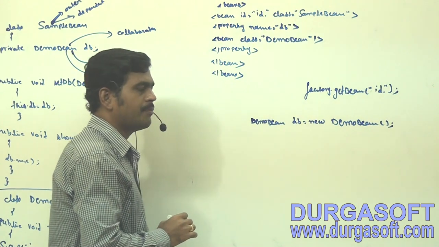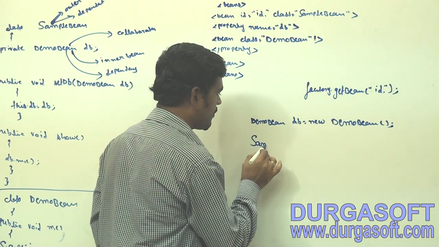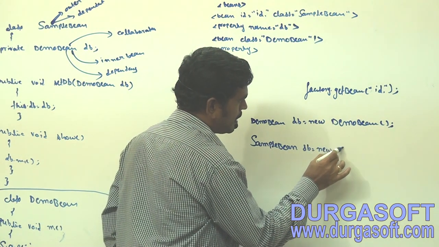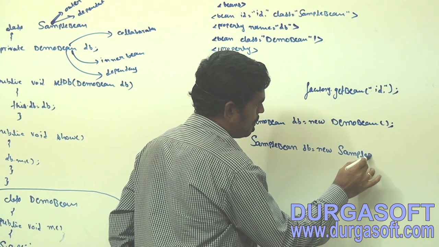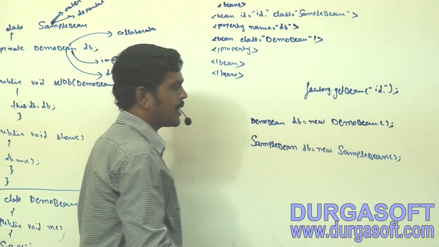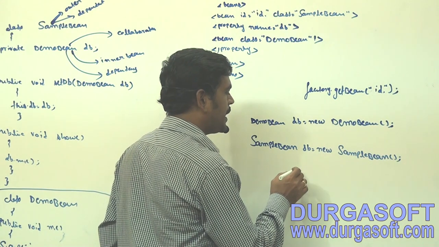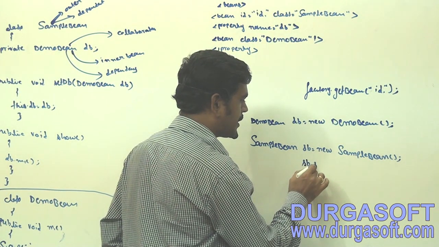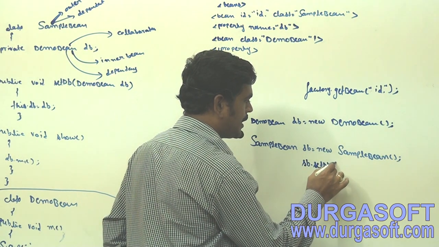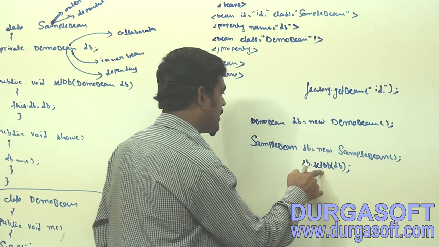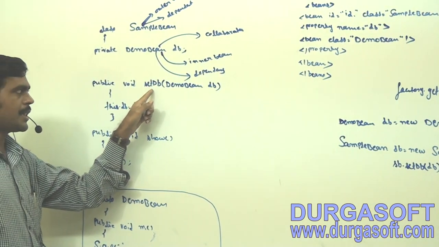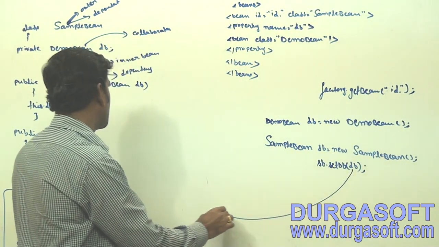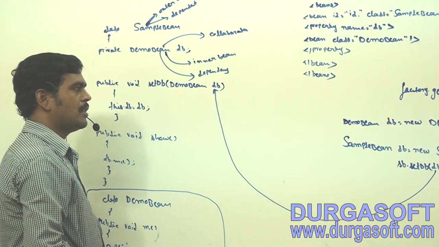After creating the inner bean object, next it is going to create the outer bean object like this: SampleBean sb = new SampleBean. After creating the sample bean object, because of setter injection, the Spring container is going to call the setter method on this object, sb.setDb, passing this object. Where is the setDb? I already defined it in our bean class. By calling the setter method, finally this object is injected into our application.